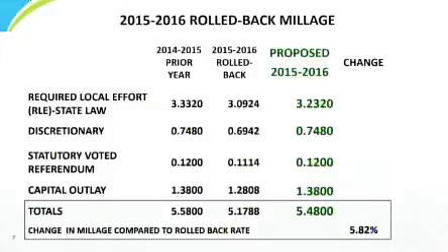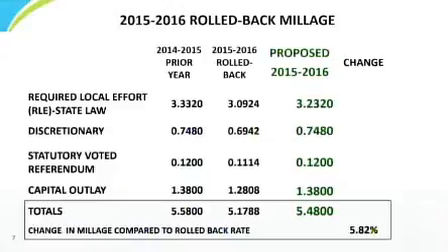We have the voter referendum, which is the statutory voter referendum here. The prior year was 0.12 mils. The rollback rate to generate the same exact dollars would be 0.1114, and tonight's proposal was a millage rate of 0.120 mils. So both the discretionary and the statutory voted millages are proposed to be the same as they were in the preceding year, but they do exceed the rollback rate.